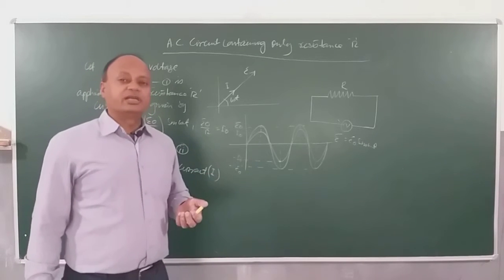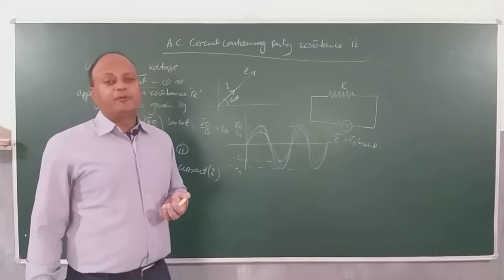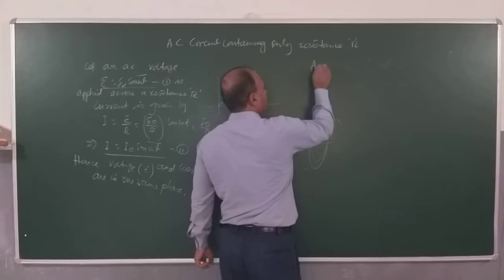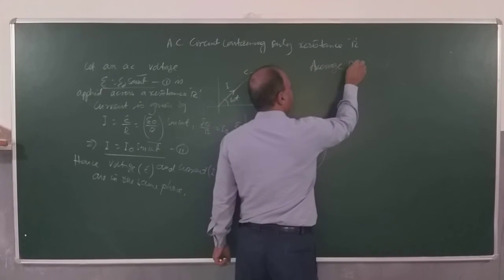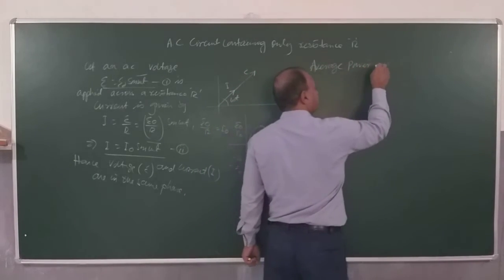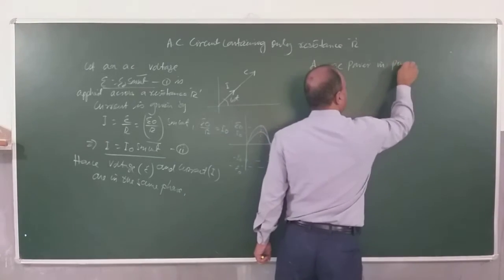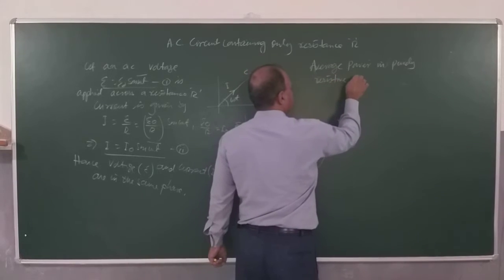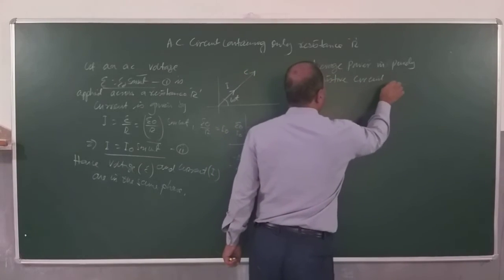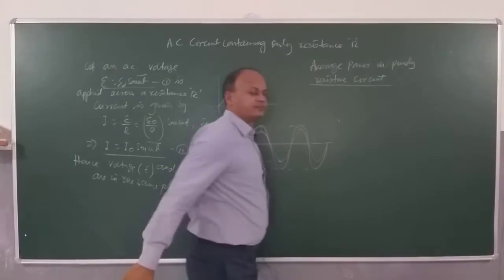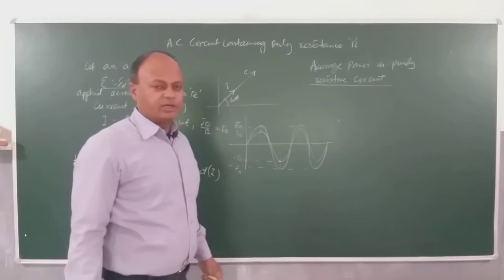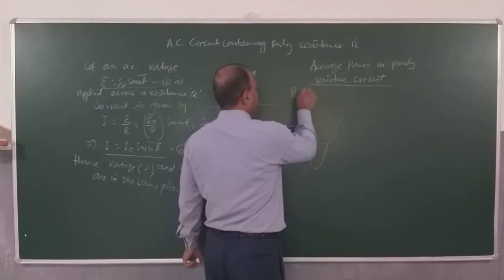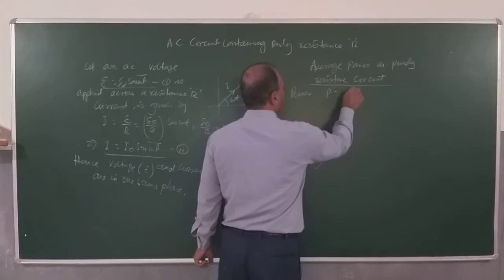Clear? Now we will try to calculate what will be the average power in a purely resistive circuit. Okay, average power in a purely resistive circuit. Children, in this circuit we will calculate the average power. You have already done the formula for power. Power P is equal to V into I.